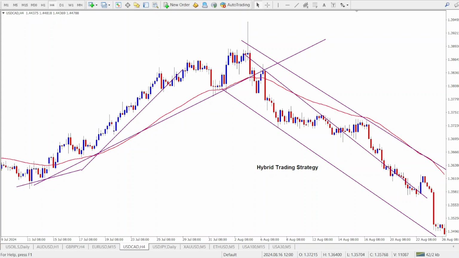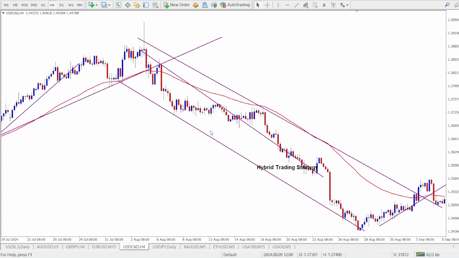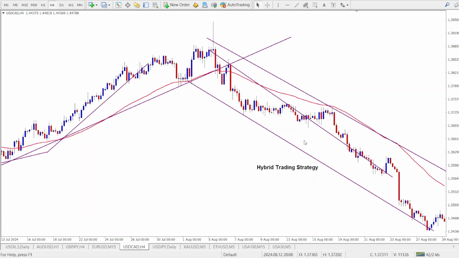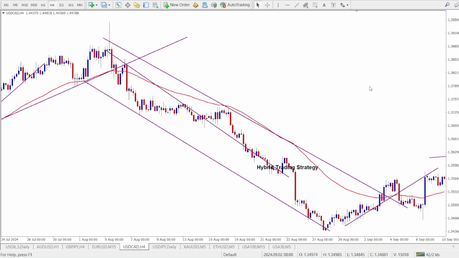Now, the beauty of a hybrid trading strategy is its versatility. After you have already set your clear entry and exit points, for your exit points, of course, you might just want to ride the trend till the end, or you can just use nearest support levels to exit your sell, or if you're in a buy trade, you can use resistance levels to exit your buy.